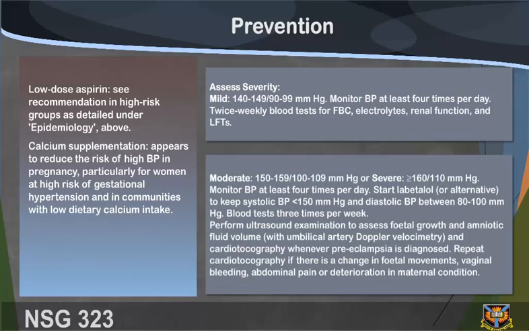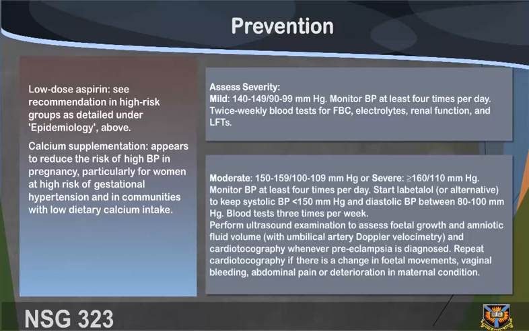Prevention. Low-dose aspirin: see recommendation in high-risk groups as detailed under epidemiology above. Calcium supplementation appears to reduce the risk of high BP in pregnancy, particularly for women at high risk of gestational hypertension and in communities with low dietary calcium intake. Assess severity. Mild: 140 to 149/90 to 99 mmHg.